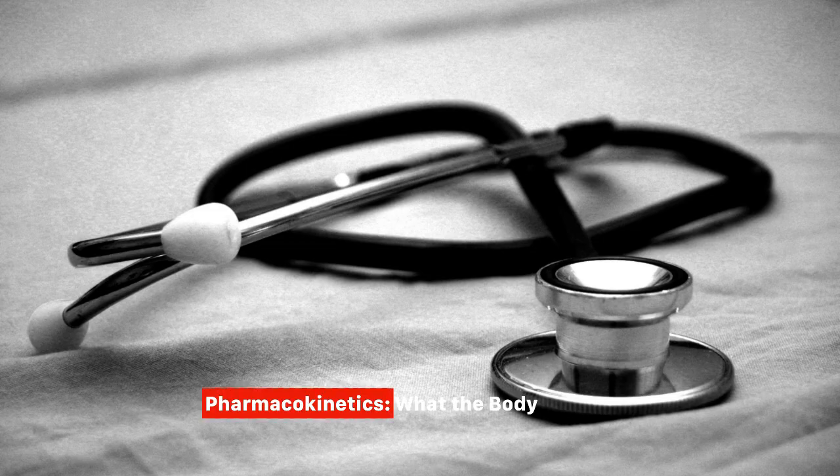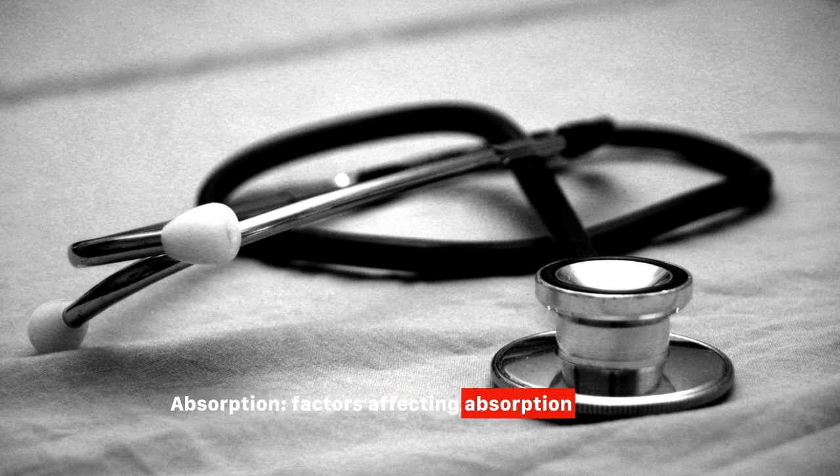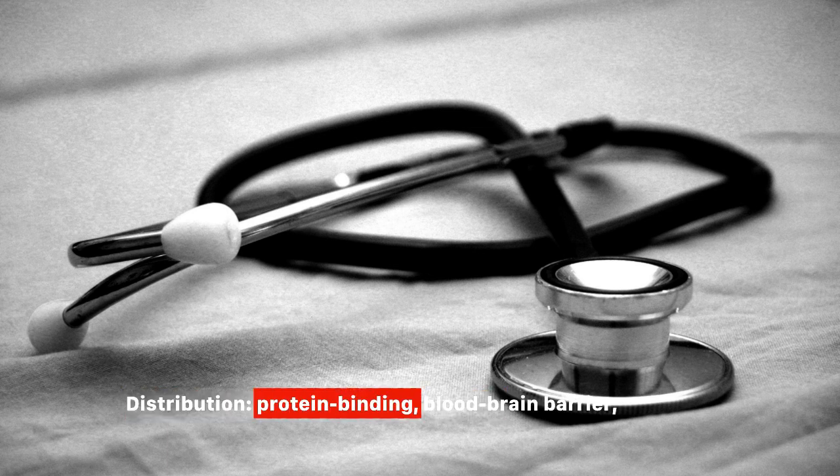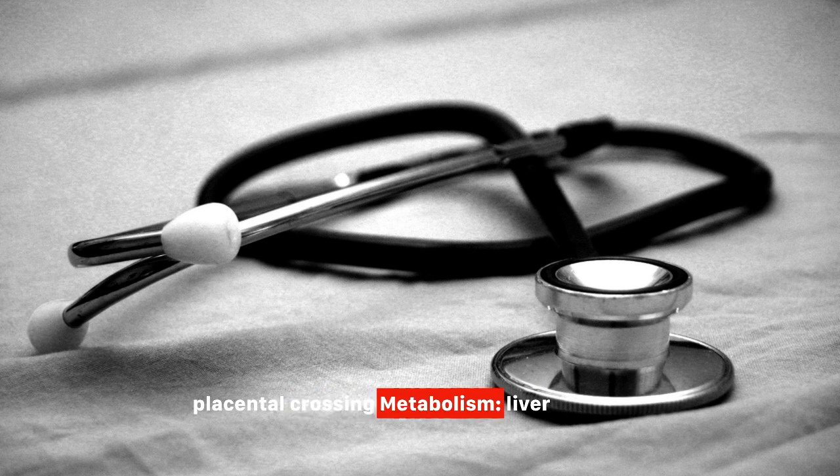3. Pharmacokinetics. What the body does to the drug. Absorption: factors affecting absorption, route, pH, solubility, food. Distribution: protein binding, blood-brain barrier, placental crossing. Metabolism: liver enzyme action, CYP450, first pass effect. Excretion: kidney, lungs, bile, sweat. Implications for dosing.